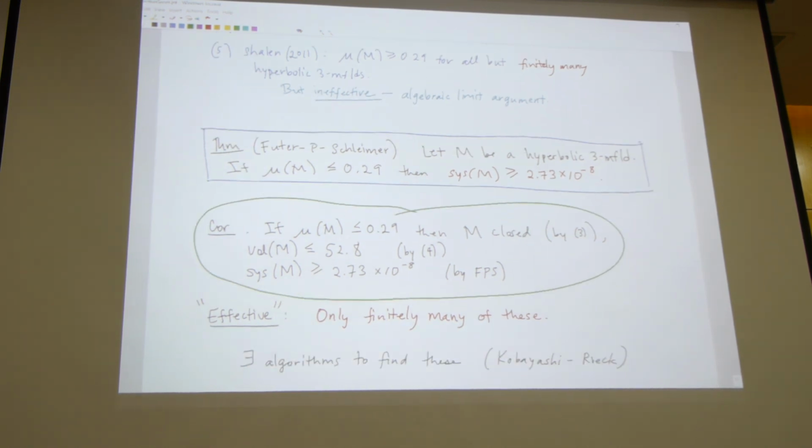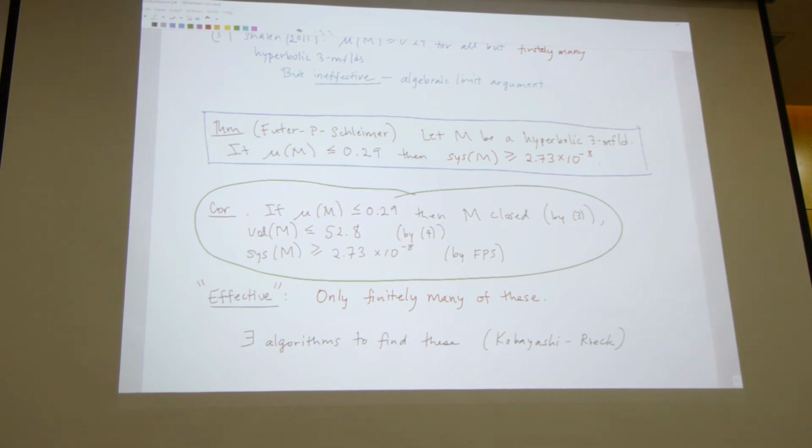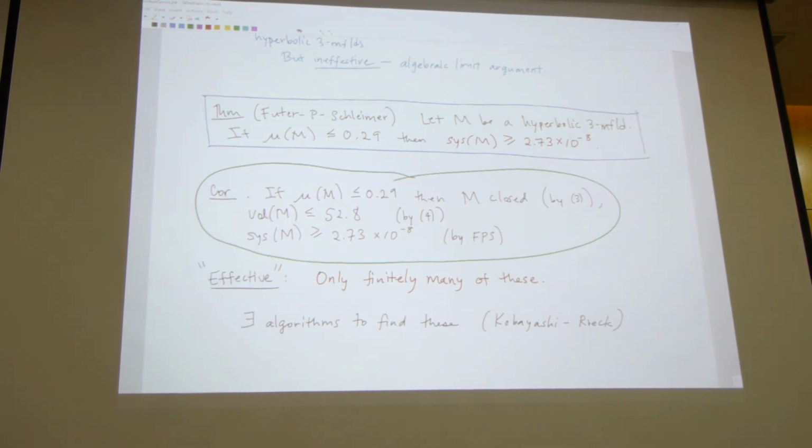Okay, so how does it go? And there are algorithms to find these. For example, there's a paper of Kobayashi and Rink that explains them. So how would it go? You find there are only finitely many parents with volume less than or equal to 52.8. And of those, there are only finitely many Dehn fillings that give you something whose systole is at least 2.73 times 10 to the negative 8. And then you list all of these manifolds and you run through them and you check to see whether or not the Margulis number is less than 0.29. And these will help you to find a better bound on the Margulis number in theory.